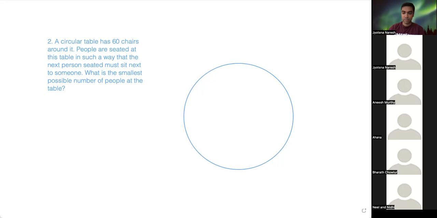So what I did was, people are seated at this table in such a way that the next person seated must sit next to someone. So if I put two people together and then leave a gap and then put two more people and then leave another gap, people are technically still sitting next to each other. So I went up to 4 people with the gap and then I stopped there and I got 20.